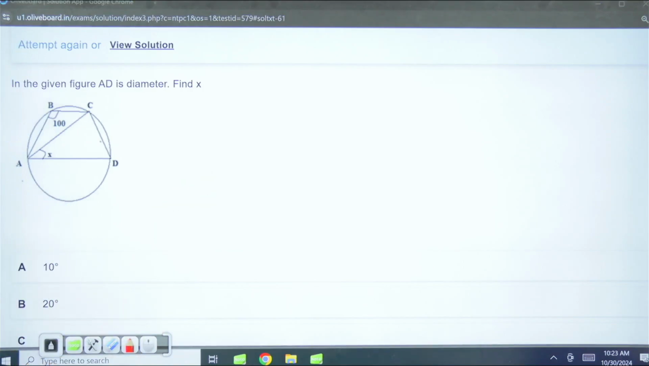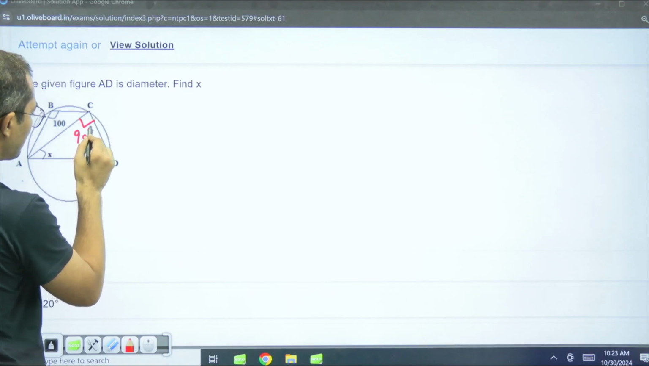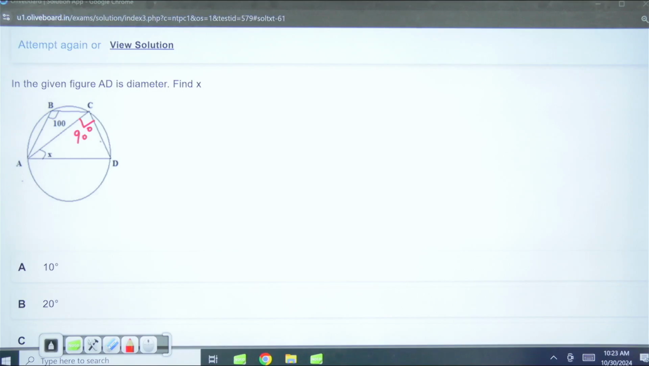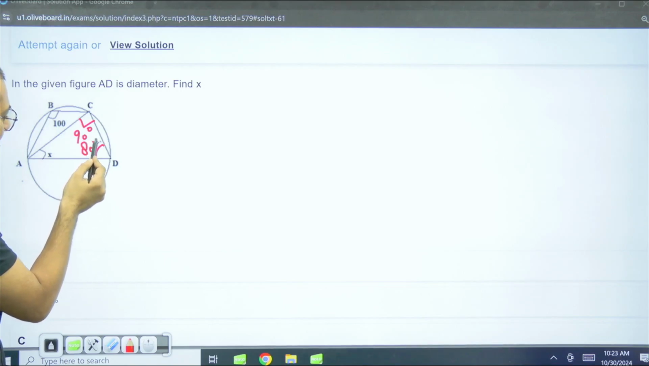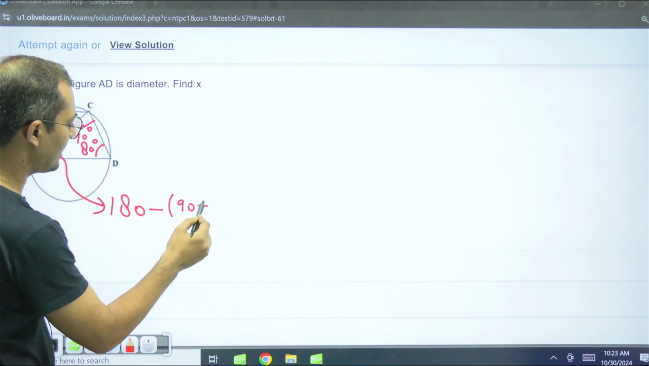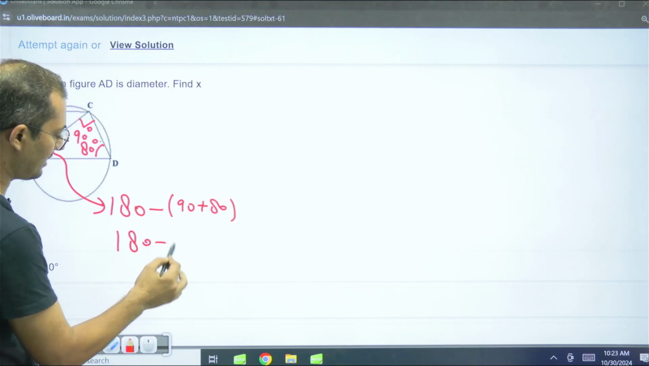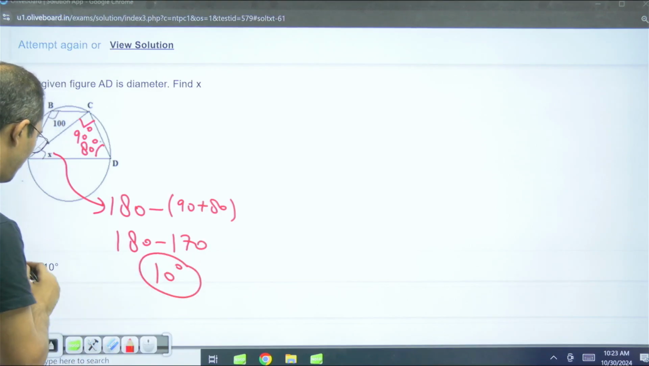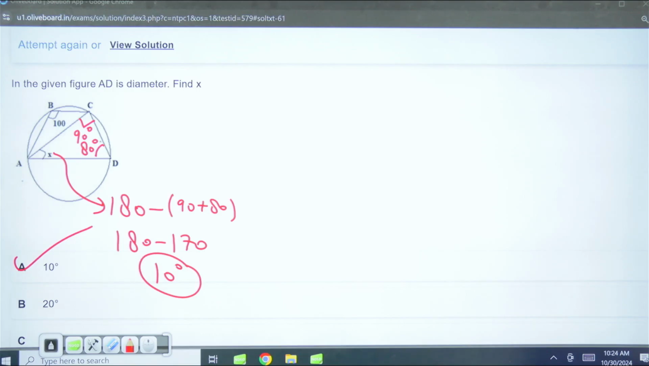See, in the given figure, AD is the diameter. So we can say that this is 90 degree. The angle made by the diameter in either segment is always equal to 90 degree. And we know that the sum of the opposite angles of a cyclic quadrilateral is equal to 180 degree, right? So we can say that this is 80 degree. We have to calculate the value of x. What is the value of x? 180 minus 90 plus 80, right? So 180 minus 170, so 10 degree is the right answer. A is the right answer.